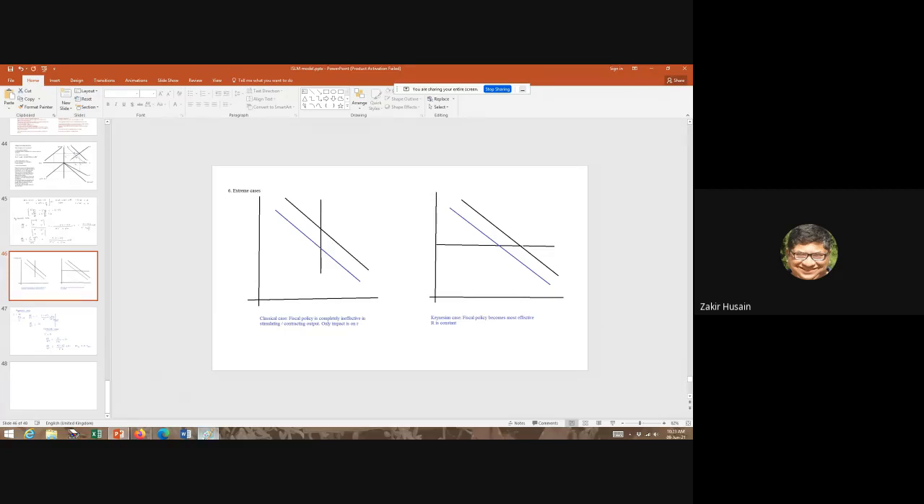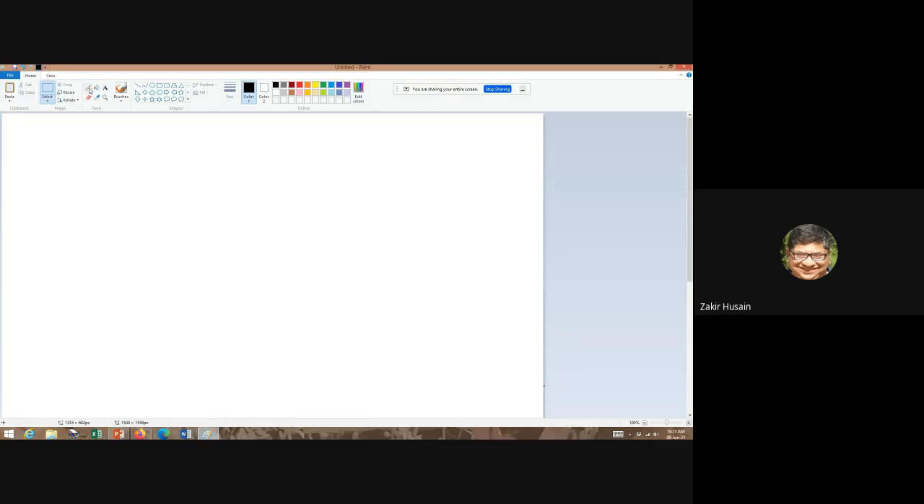And now we come to the case of our old friend, the balanced budget multiplier. Okay. So let's derive the balanced budget multiplier in this case. So what is the condition? Sorry, it should be S prime.